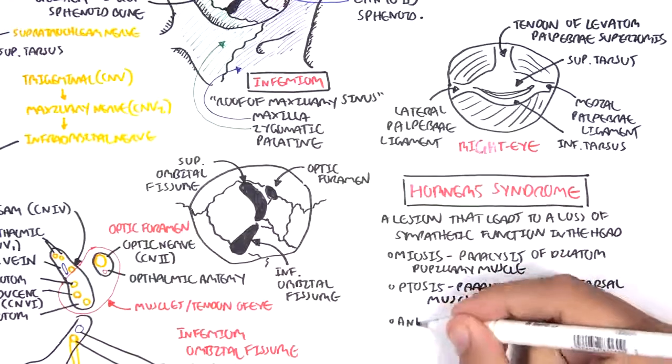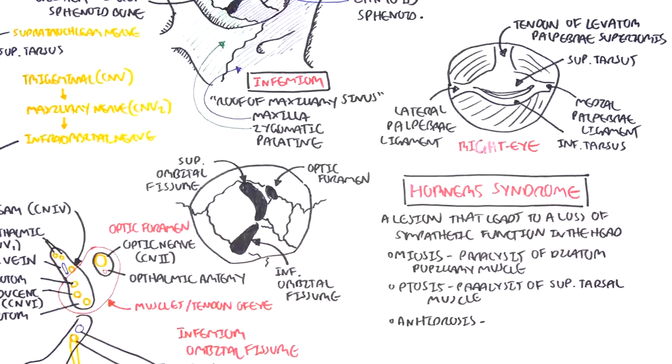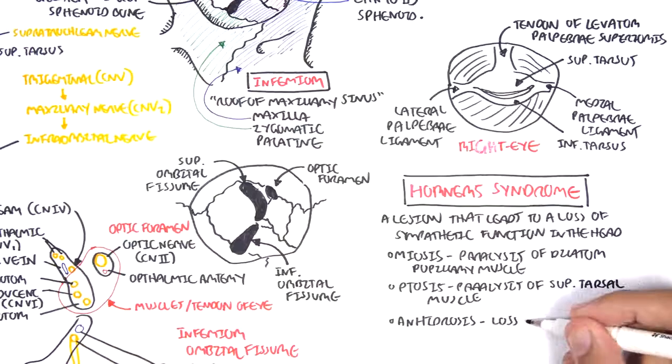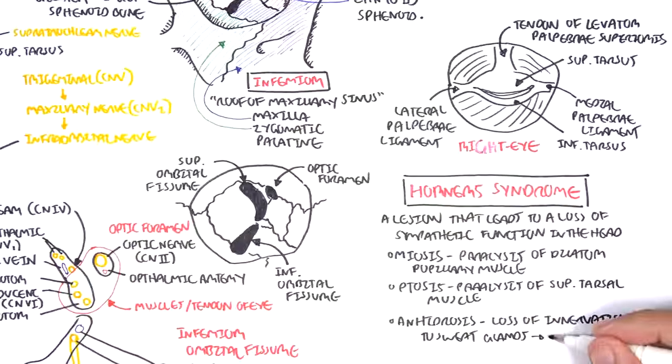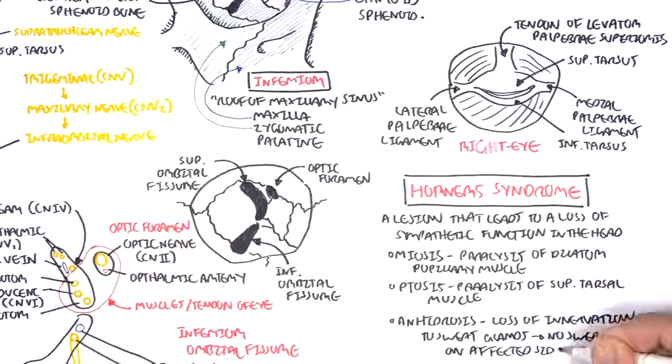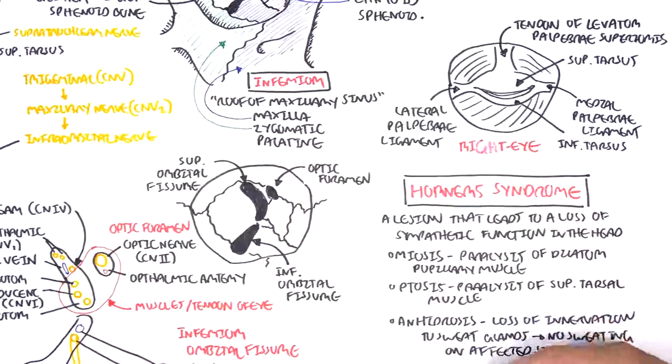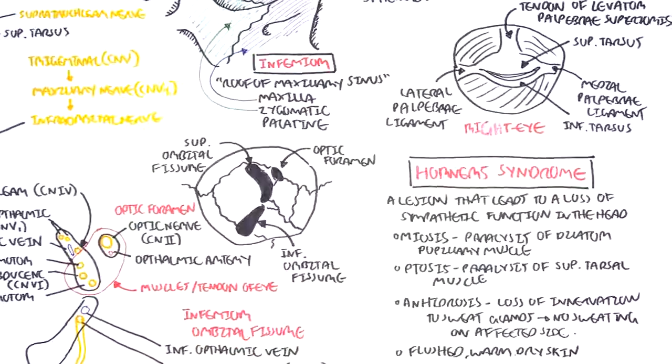A problem with levator palpebrae superioris can also cause partial ptosis, but this tendon is not sympathetically innervated, but oculomotor nerve, cranial nerve number 3, innervated. I hope that made sense. Anhidrosis is loss of innervation to sweat glands, which means no sweating on the affected side. And in Horner's, you can also be flushed, warm, with dry skin.